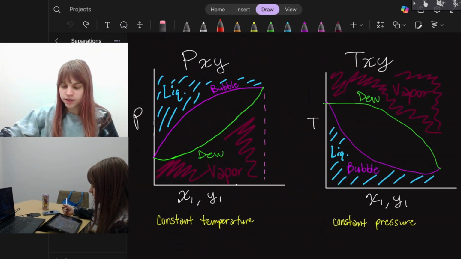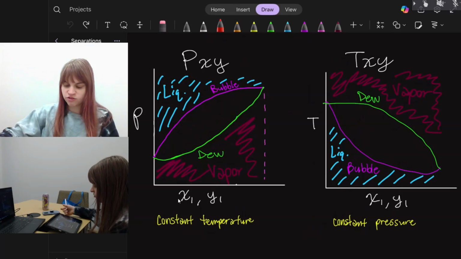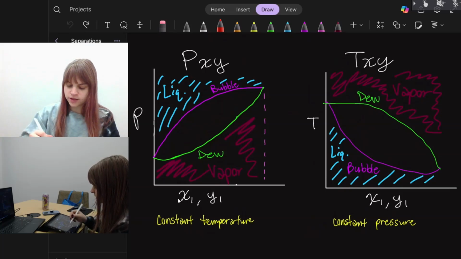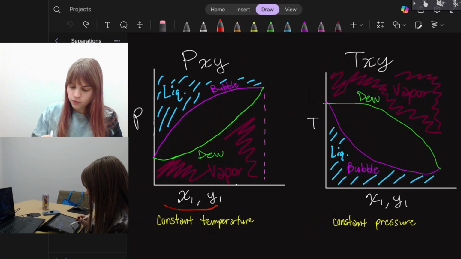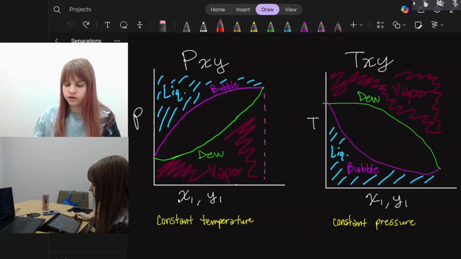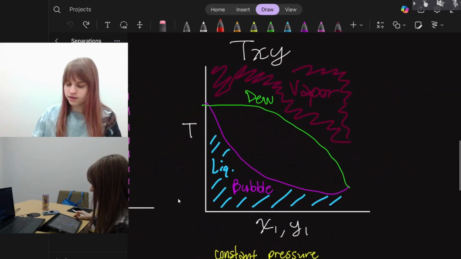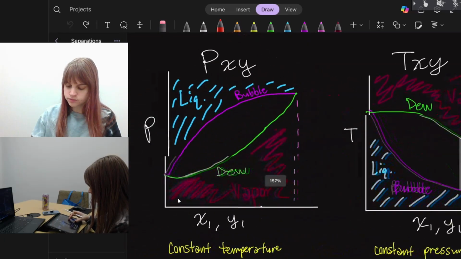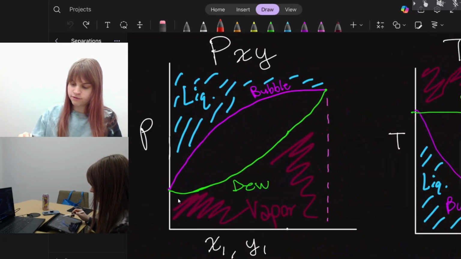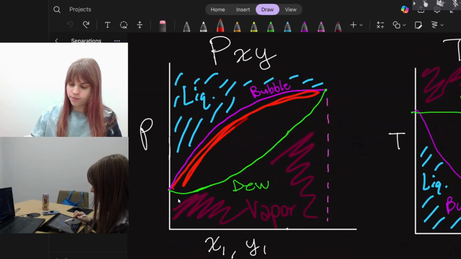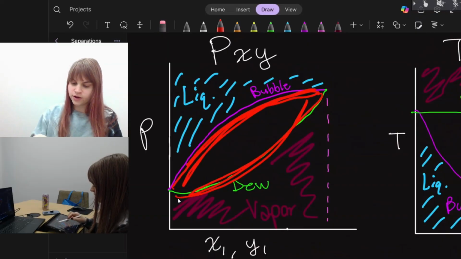I went ahead and drew a couple diagrams. On the left I have the PXY diagram. This shows how either the liquid or vapor mole fraction of the first component changes with pressure. That's at a constant temperature, and the TXY diagram is at a constant pressure. Here we have a bubble curve up top and a dew curve at the bottom.